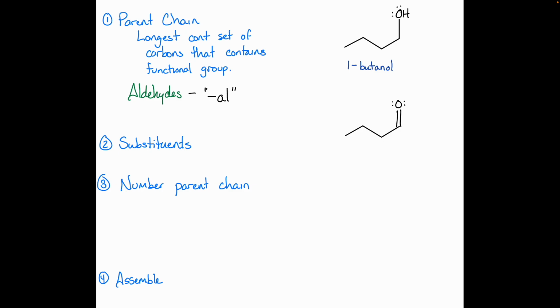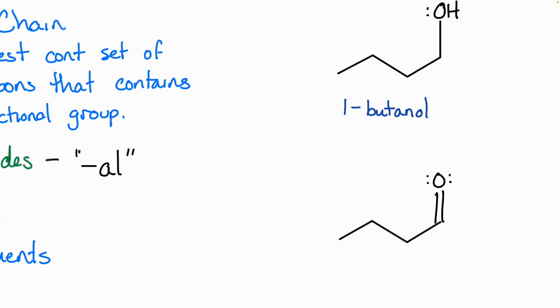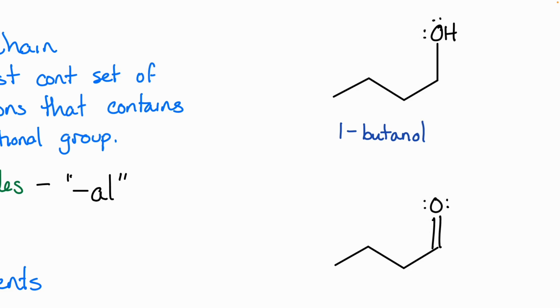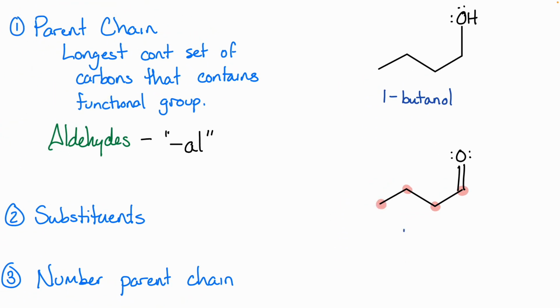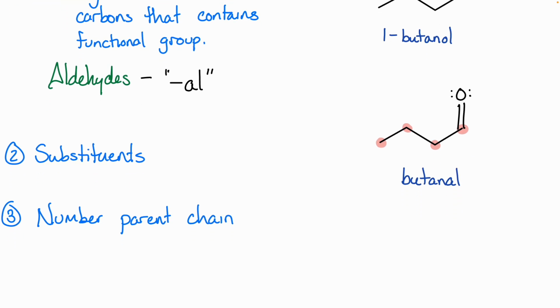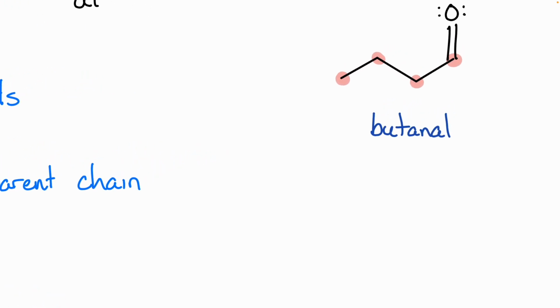All right, so let's see if we can apply these rules to our aldehyde here. We said it was 1-butanol above. We're going to find our parent chain. How many carbons are in our parent chain? We have these same 1, 2, 3, 4. So using our new suffix, this is not butanol, but butanal. That's my parent chain here: my 4 carbons, all single bonds, aldehyde functional group.